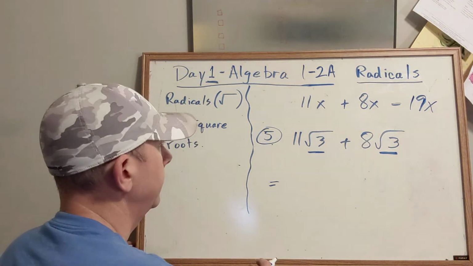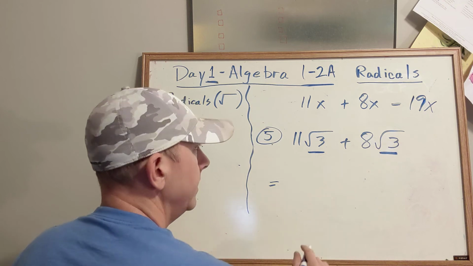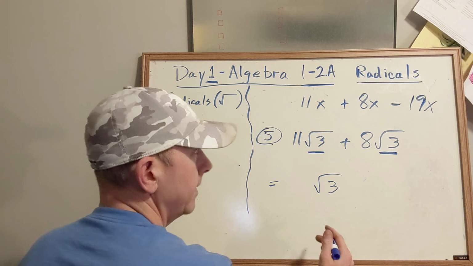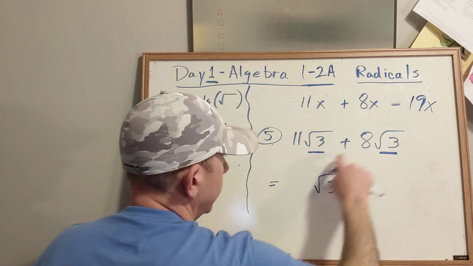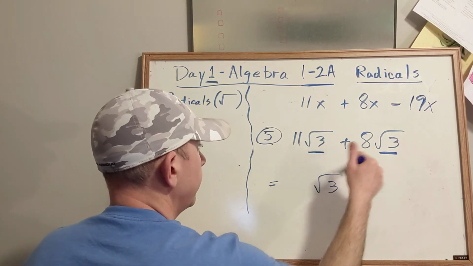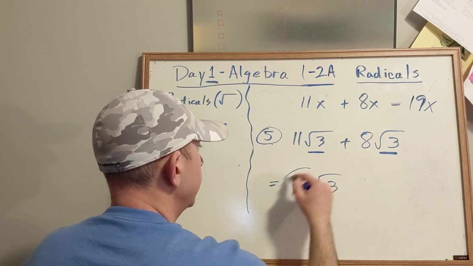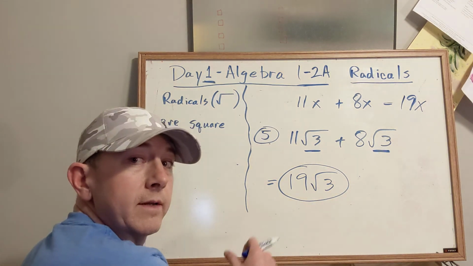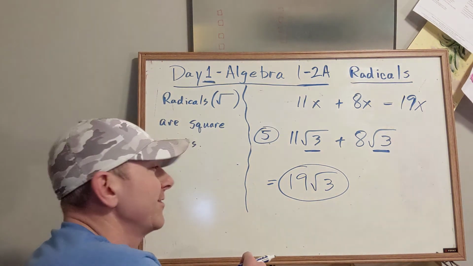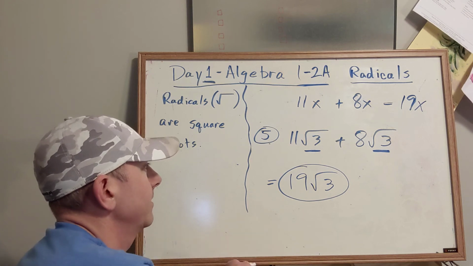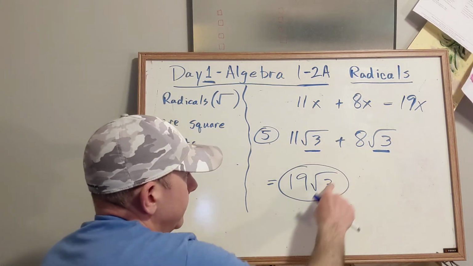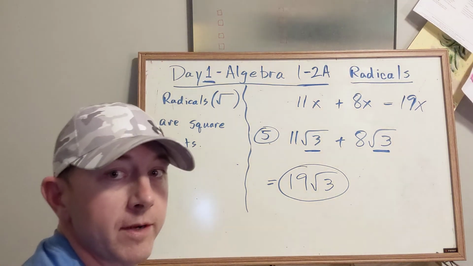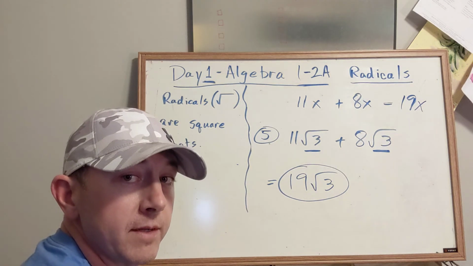And then 11 radical 3 plus 8 radical 3, because it's the same concept. So radical 3 is going to stay the same. That's like your label. Like 11x plus 8x, the x is the label. Here the radical 3 is the label. So 11 plus the 8 is 19 radical 3. So that is number 5. Again, you just combine the like terms, keep the radical 3's the same. Do your best on the 5 questions, and that'll wrap things up for today.